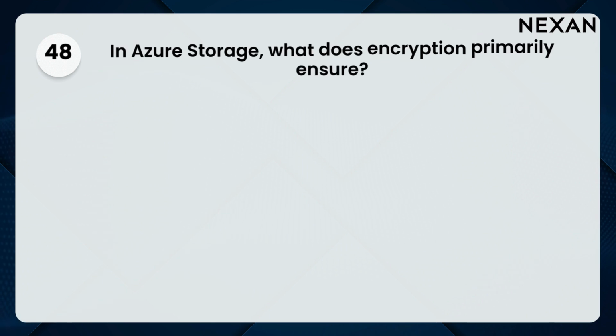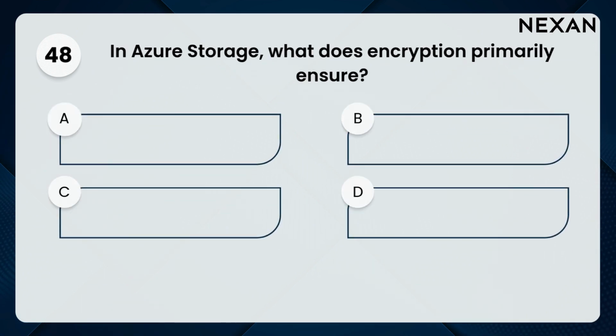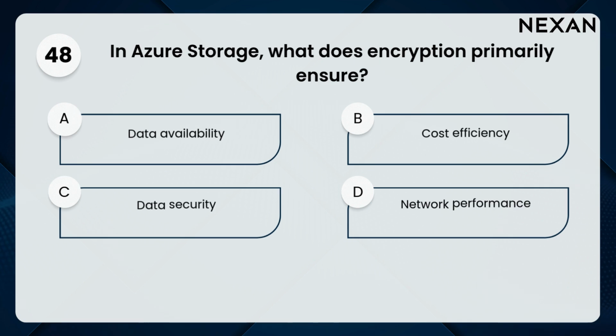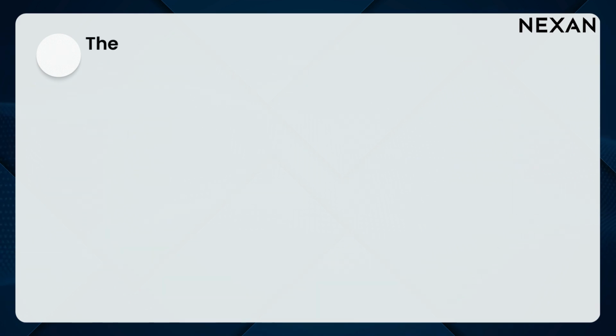48. In Azure Storage, what does encryption primarily ensure? A. Data availability. B. Cost efficiency. C. Data security. D. Network performance. Answer C. Data security.